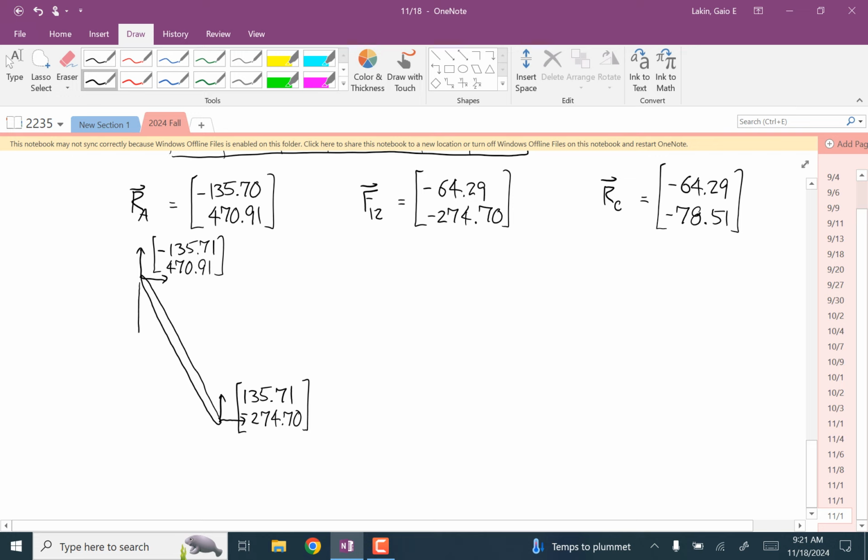And the weight is a uniform distributed load. And that is a total of 196.2 divided by 2 meters. So this is a distributed load of 98.1 newtons per meter.